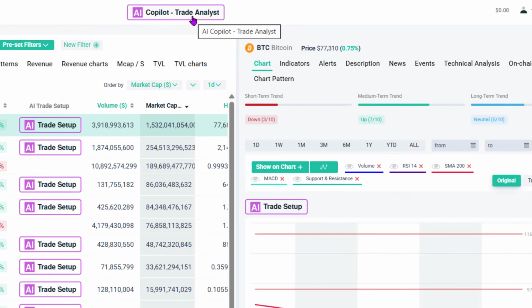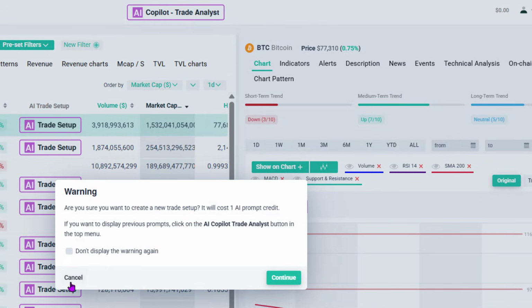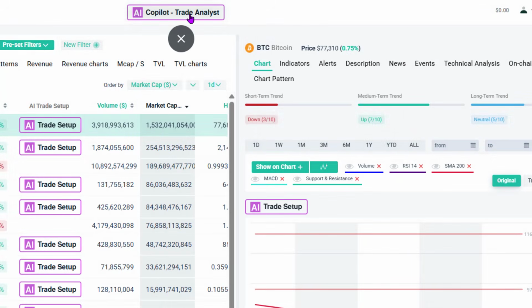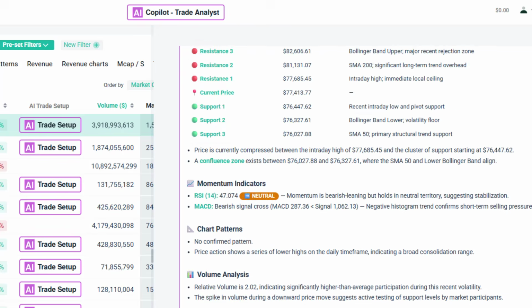Getting back to the AI trade setup, I recommend using this button on top, AI Copilot, instead of the AI trade setup here, because if you do that, you may use up another prompt for a trade setup that you've already created or generated, right?